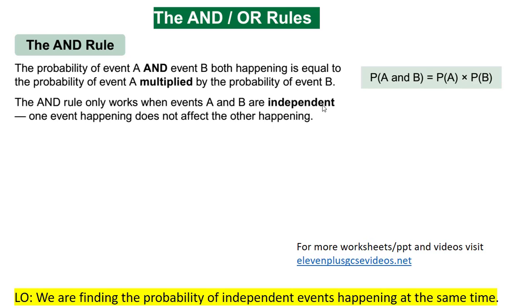We're talking about independent events. Independent events are events that don't affect each other. The chance of one happening has got nothing to do with the chance of the other one happening. For example, if I'm throwing a coin, my coin can land on a head or it could land on a tail. That's what could happen.